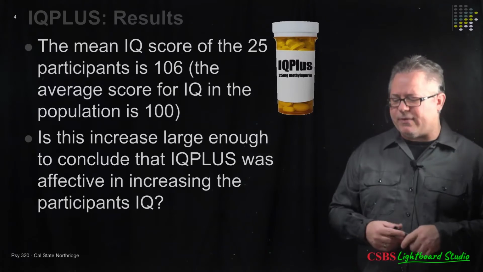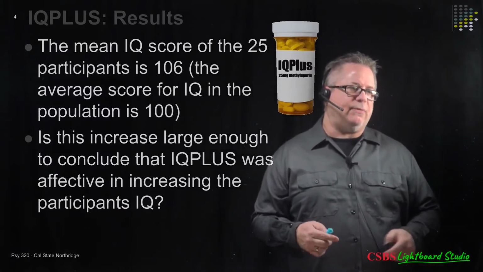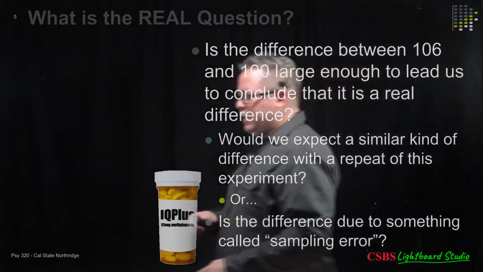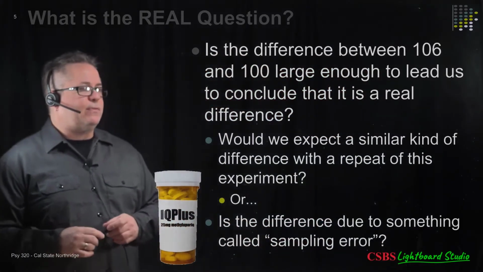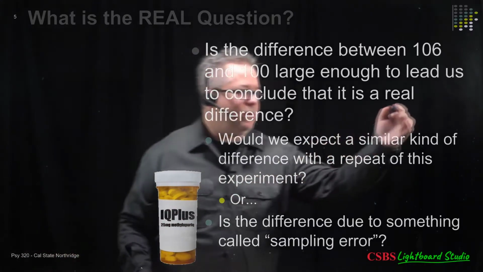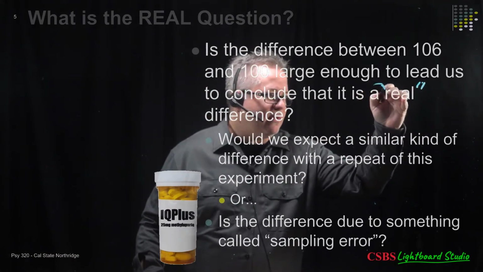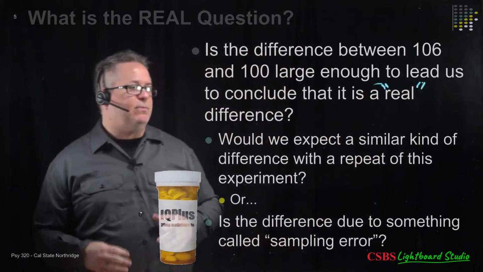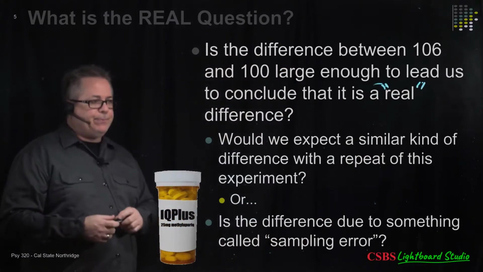Maybe you just happen to find people who are just a little bit higher than average, and IQ plus really had no effect. So the question comes down to, is the difference between 106 and 100 large enough to lead us to conclude that it is a real difference? Is it something that we can believe is a real, concrete change in IQ?